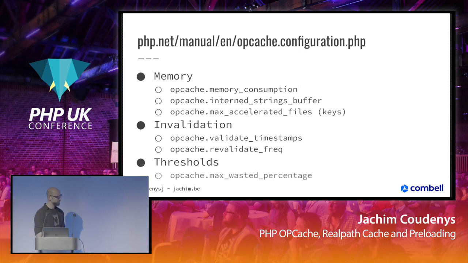And you can also configure the threshold of the max wasted memory. So I think by default it's 5%. So the moment that the OPCache sees that 5% of the memory is being wasted, it will just do a restart. To avoid having a lot of restarts, just put it smaller. But on the other hand, just make sure you don't have any wasted memory. Try to figure out why the wasted memory was there in the first place.